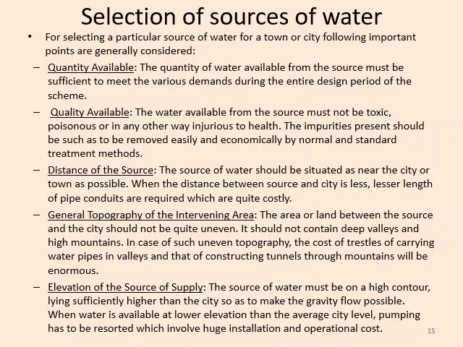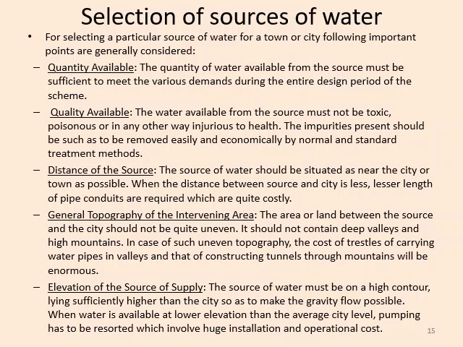General topography of the intervening area. The land between the source and the city should not be quite uneven. It should not contain deep valleys and high mountains. In case of such undulating topography, the cost of support and of carrying water pipes across valleys and constructing tunnels will be enormous.